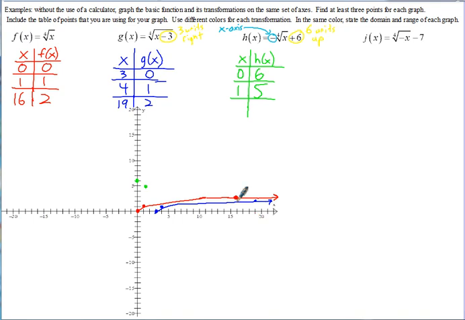So 16, 2, that would be reflected down here, would be at 16, negative 2, when you reflect about the x-axis. And then adding 6 to that, when you add 6 to negative 2, you're up at 4. So 16, 4, right there. And then you can see the graph would look like this.